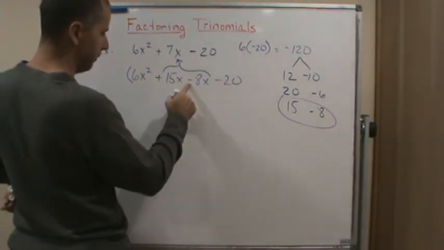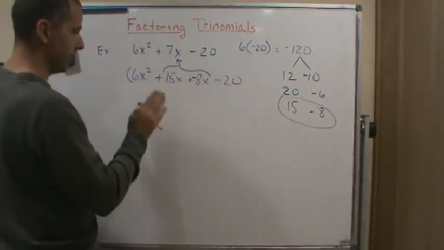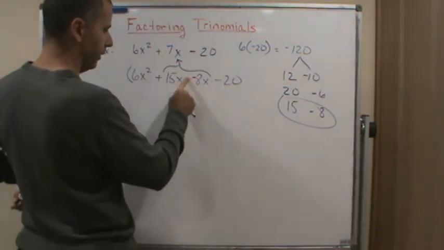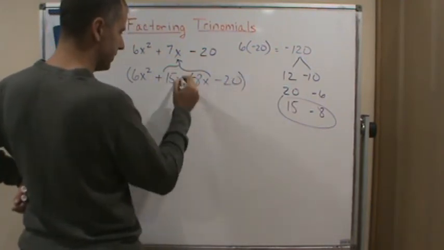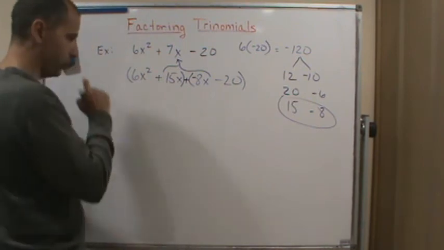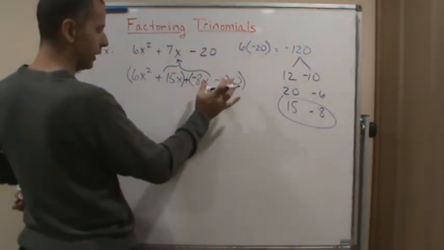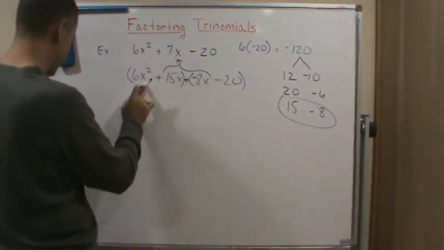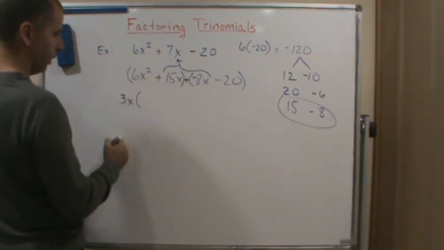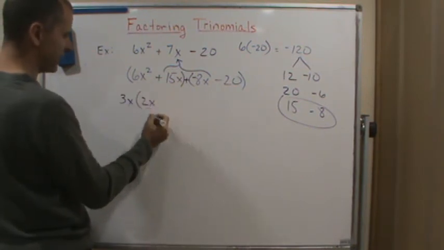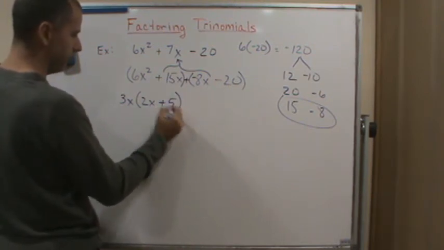I'm going to make this into a plus negative, just to make it easy so we don't make a mistake here. Then I'm going to put parentheses around the two groups. Now I'm going to find the greatest common factor of each group. The greatest common factor of the first one is 3x, which will leave behind 2x plus 5.